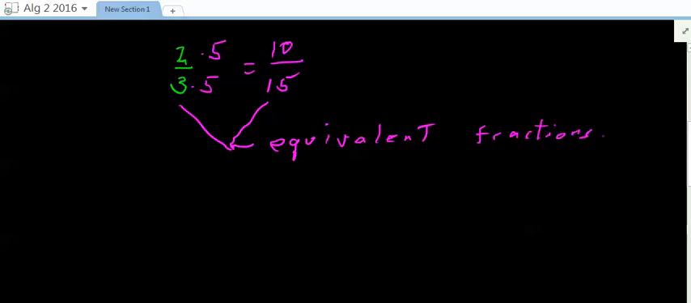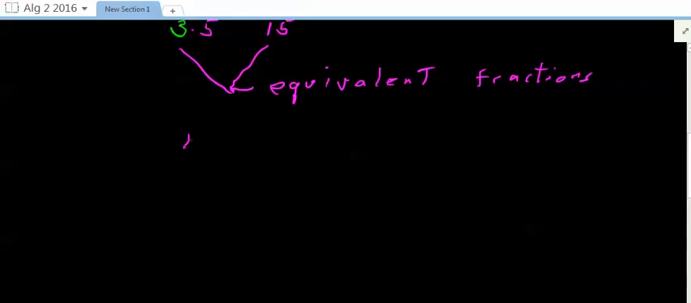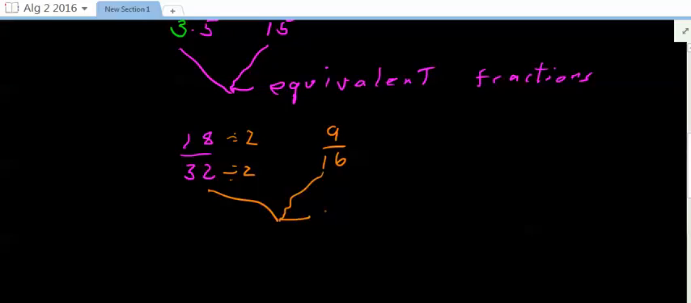All right, nothing more than that. If I gave you numbers like 18 and 32, if I divided 18 by 2 and 32 by 2, I get 9 over 16. 18 over 32, 9 over 16 are equivalent fractions. Okay? That's all there really is to it.